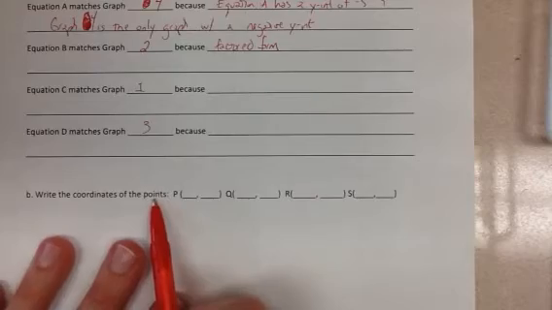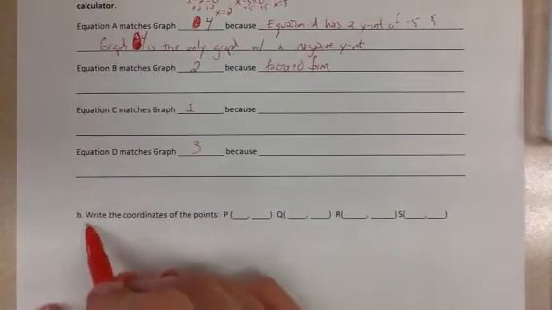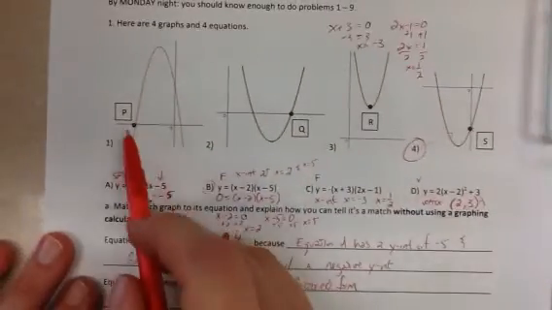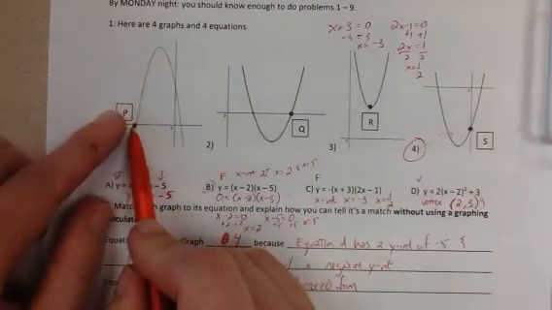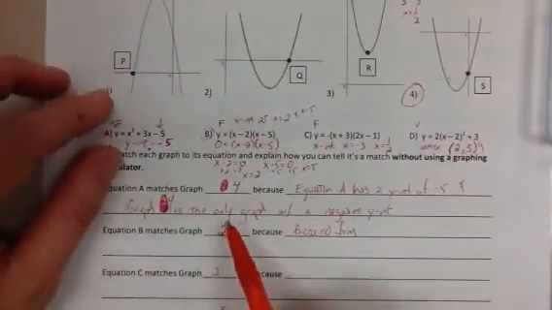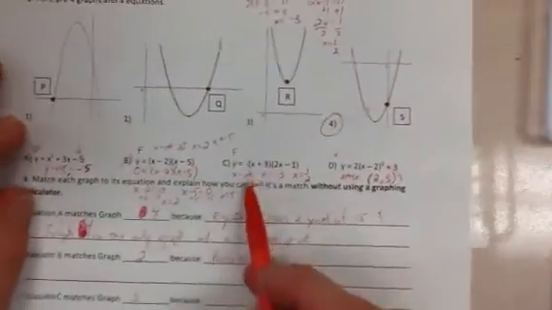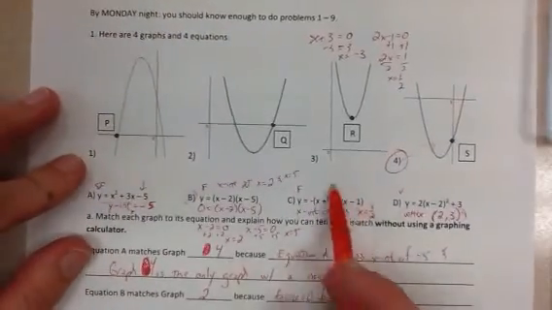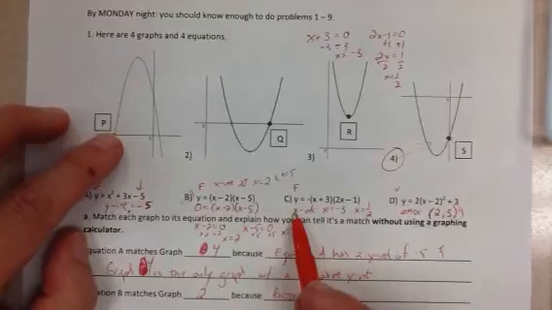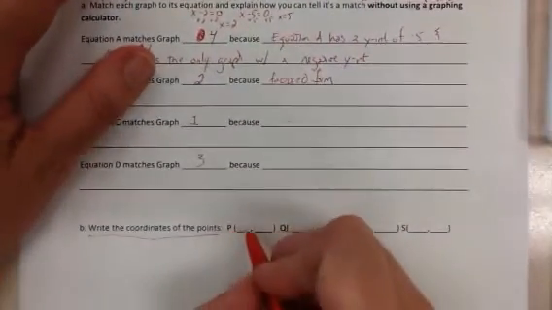Now here, write the coordinates. So here's the thing, is that you really have to understand what was revealed. So write the coordinates of point P. Well, remember, P matched up. So this is where you really need to know. I mean, P is graph 1. Graph 1 matched with C. And if you remember, C revealed the x-intercepts at -3 and 1/2. So point P has to be that value of x equals -3, right?